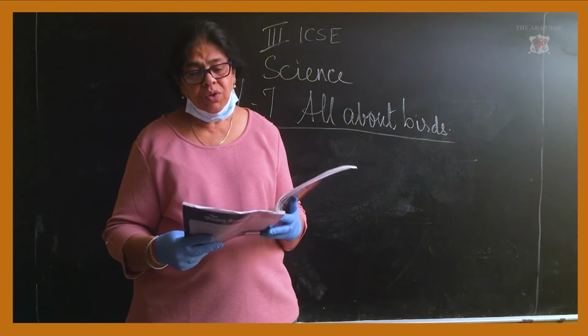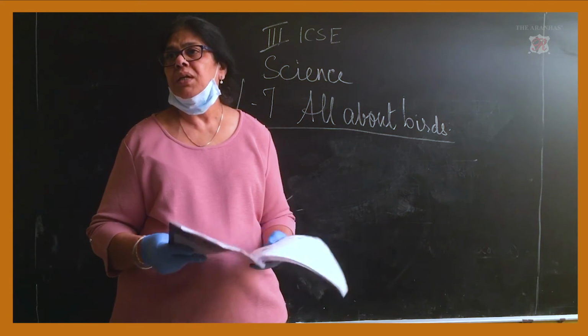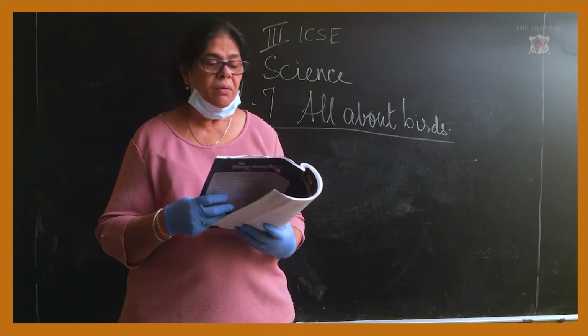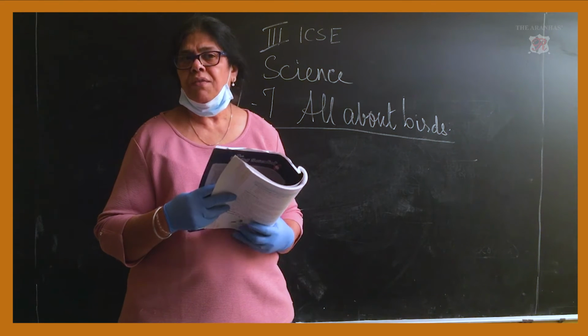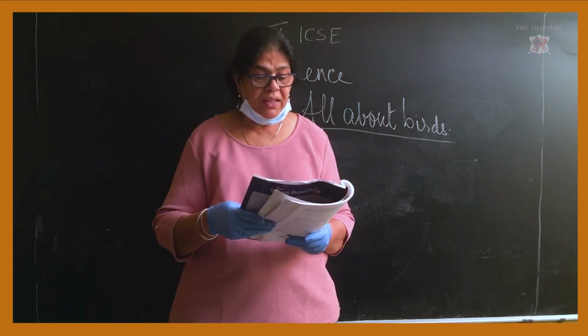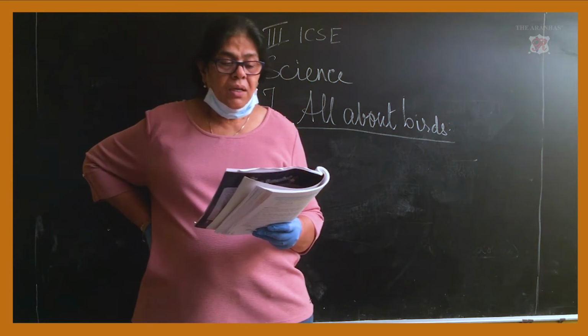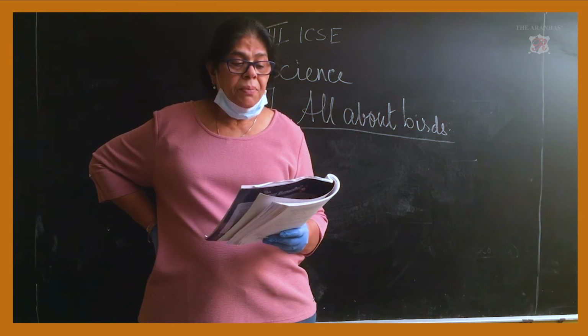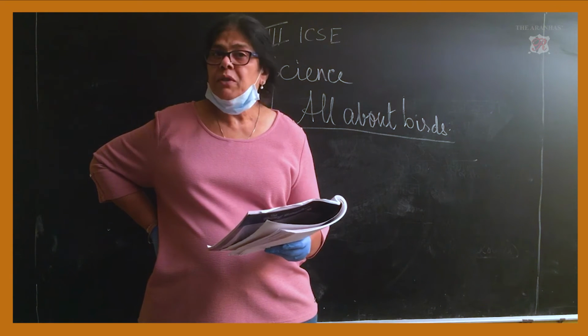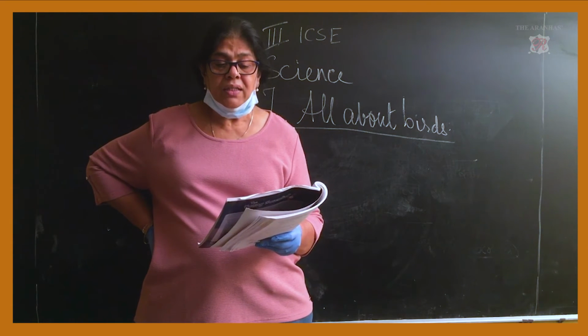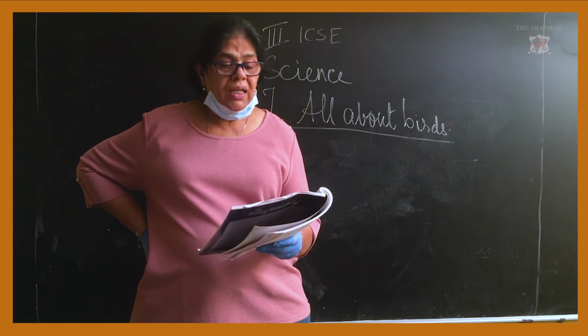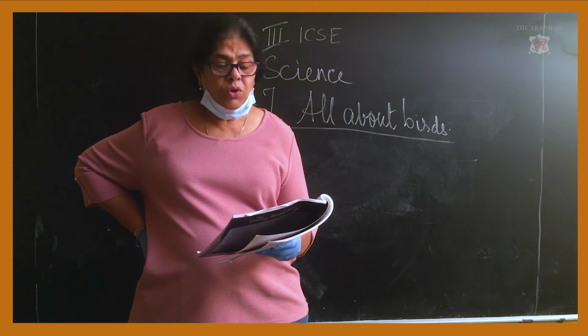Now we move on to the feathers of a bird. The feathers make the bird look pretty. Every bird has different colored feathers and different types of feathers. A bird's body is covered with three types of feathers. They keep them warm, they give them shape, and they help them to fly.